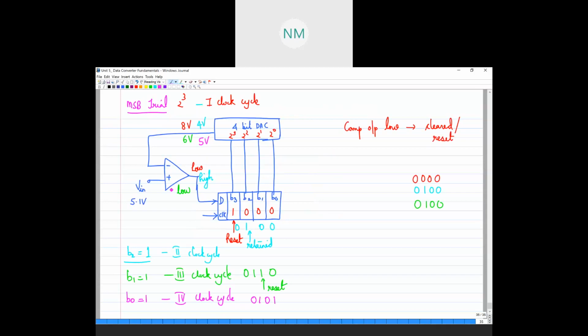Now 5 will be compared with your actual analog input of 5.1. Depending on that comparison, since 5.1 is higher, your output will be high. Now if your output is high, that bit will be retained. So this is the end of the fourth clock cycle. At the end of the fourth clock cycle, the data in the successive approximation register is 0101.